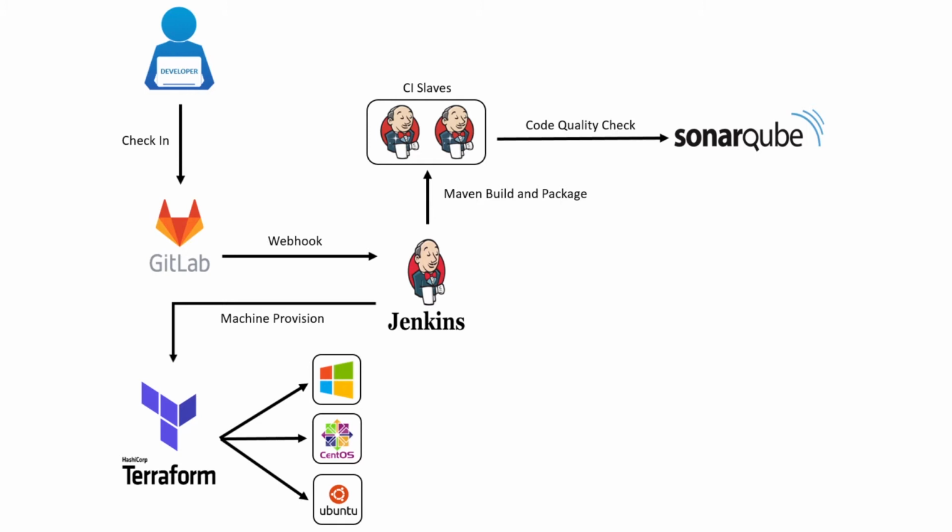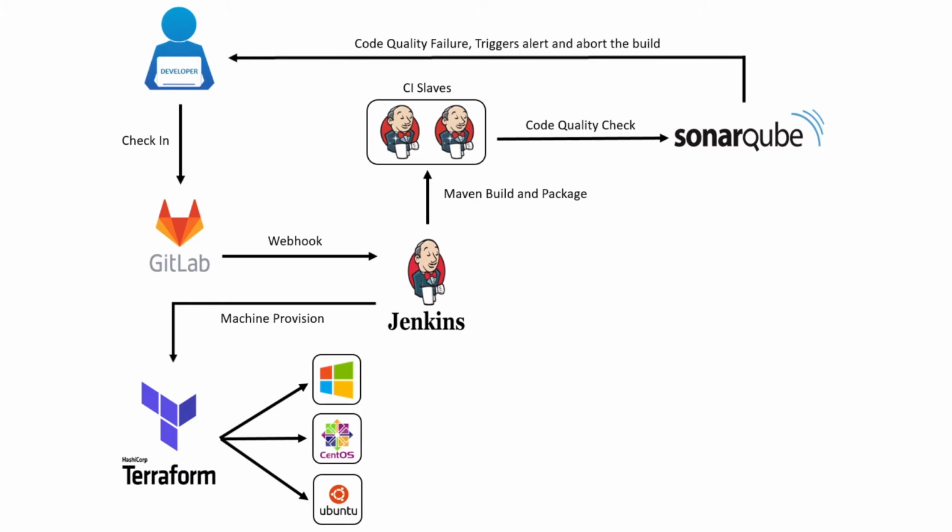In the next stage, Jenkins uses the SonarQube Scanner plugin for continuous inspection of code quality, to perform automatic reviews for static analysis of code to detect bugs, code smells, and security vulnerabilities. SonarQube offers reports on duplicated code, coding standards, unit tests, code coverage, code complexity, comments, bugs, etc. When the code doesn't meet the quality standards, an alert mail is triggered to the development team, and the pipeline will be aborted.